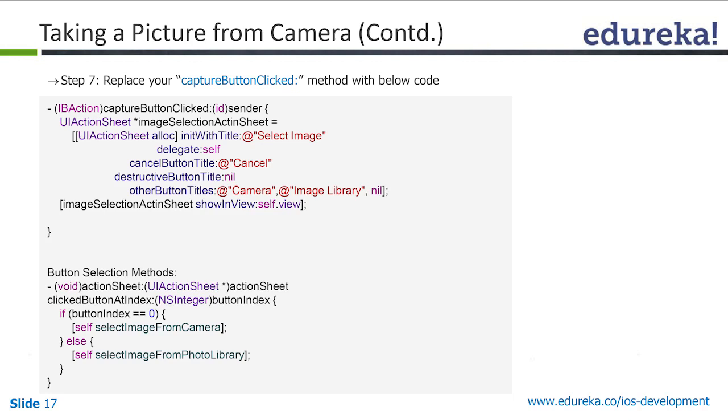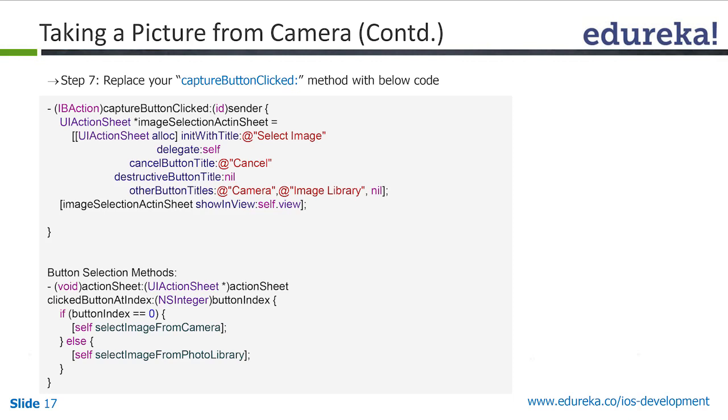For that, we will use an action sheet. An action sheet is nothing but something that will pop up, an alert or drop down kind of thing, onto the screen, so that the user can select whatever he wants. So this is the image selection action sheet. For this we are going to allocate and init. You will give a title, and you have to give buttons. Here I am giving buttons with titles camera and image library. So these two buttons and a third button with the title cancel will be created on the screen.